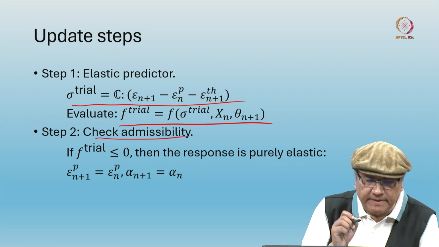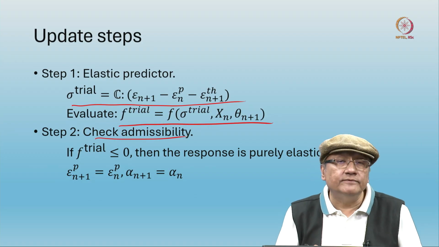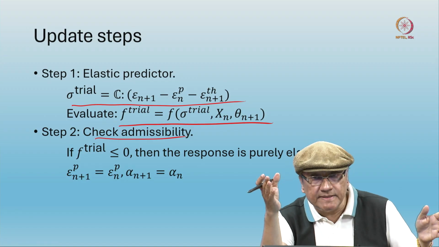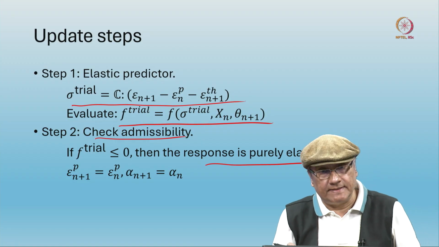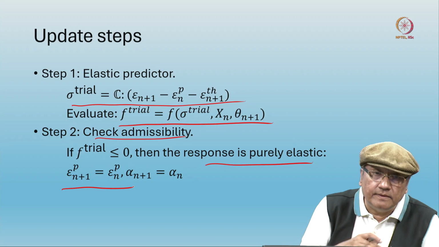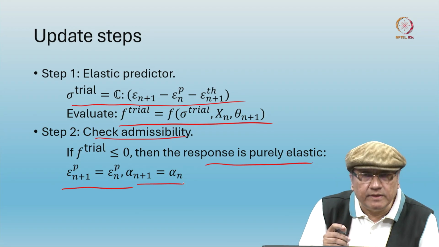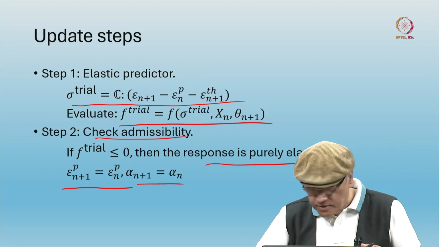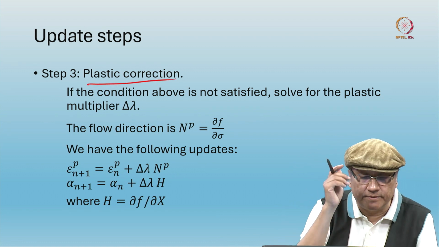Now check the admissibility. If f trial is less than or equal to 0, then of course we have not yet gone past the yielding. This is a viscoplasticity model of the Perzyna type, so there is yielding. So in that case the response is purely elastic. That means that epsilon p at n plus 1 is the same as epsilon p at n, and alpha n plus 1 equals alpha n, that is, the plastic flow has not happened, right. So this is simple, but the more important thing is step 3, which is the plastic correction, okay.